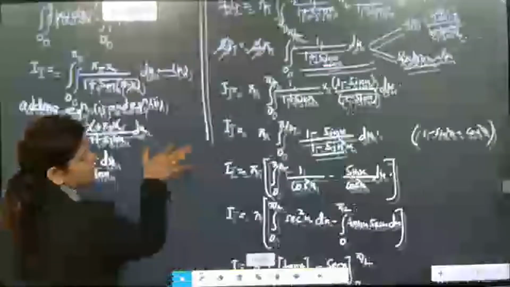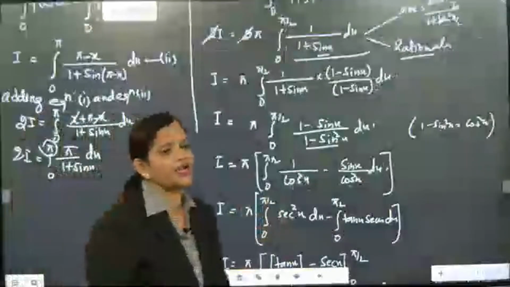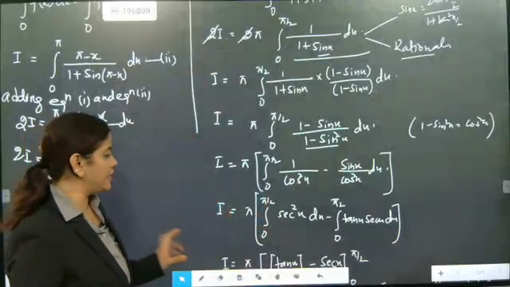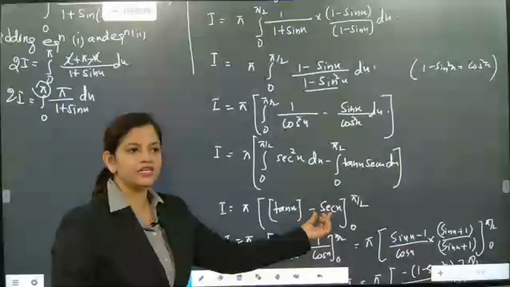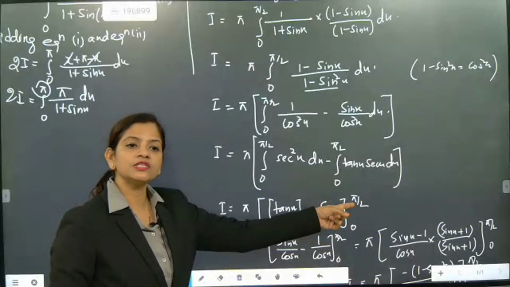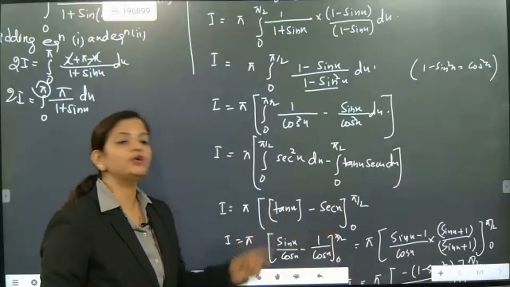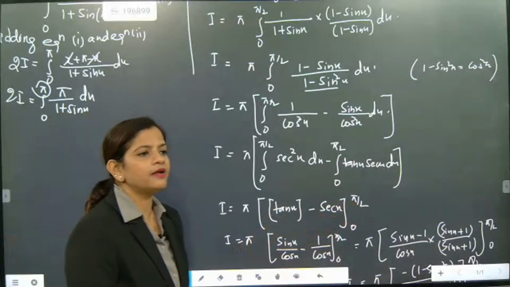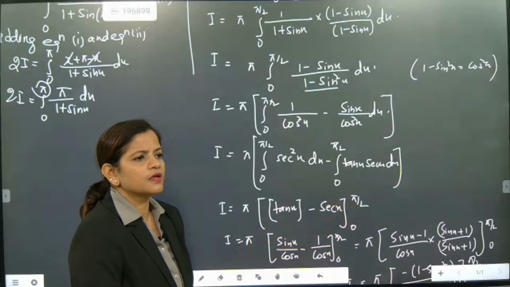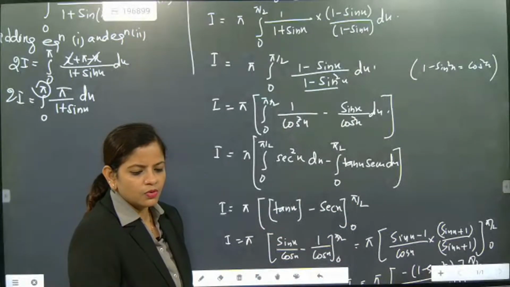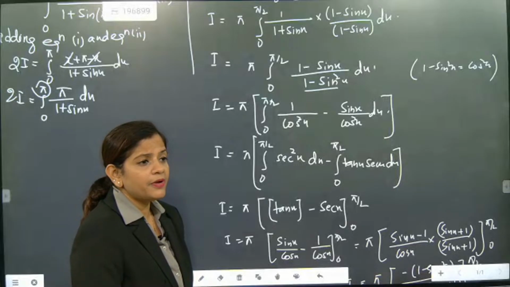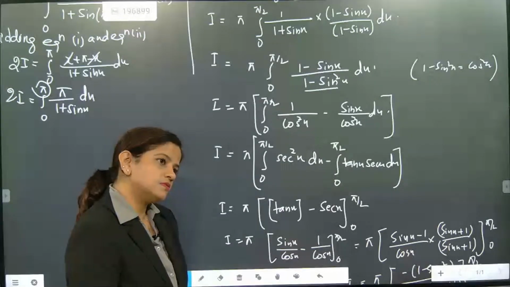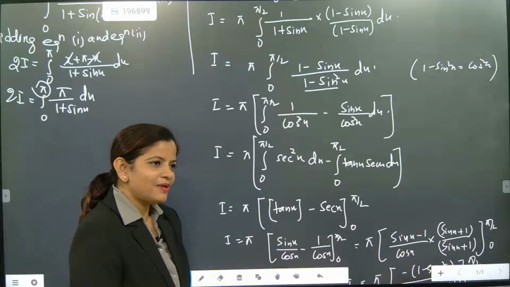Okay, fine, we got stuck. We did not get stuck till here. Where did we get stuck? After solving, when the value came as tan x minus sec x, the upper limit value is pi by 2. Tan pi by 2 is coming as what? Say the value of tan pi by 2. What is the value of tan pi by 2?